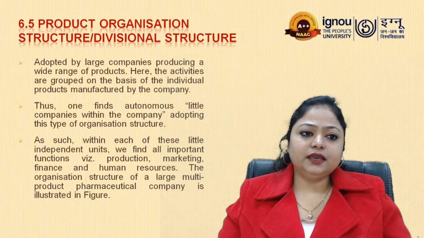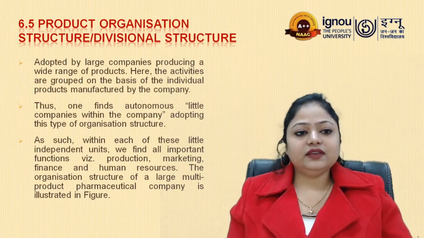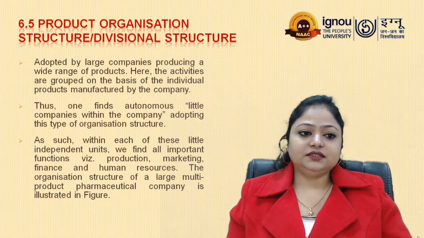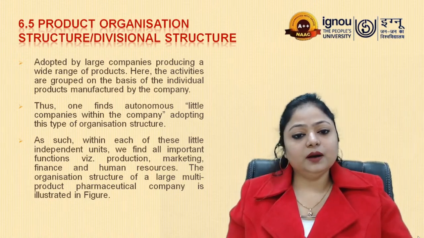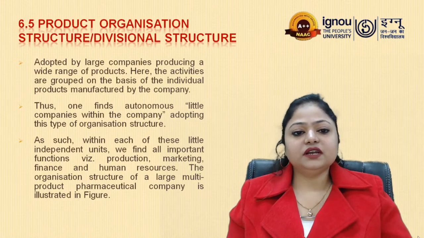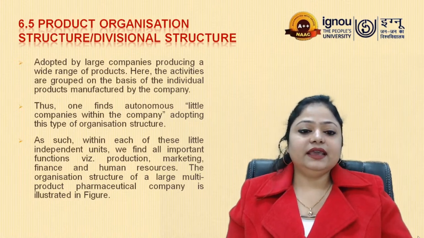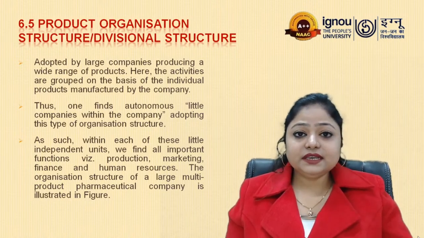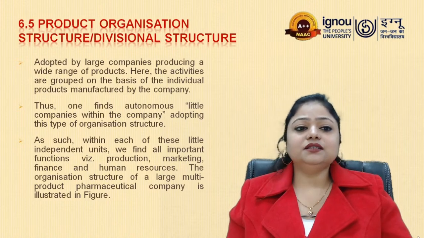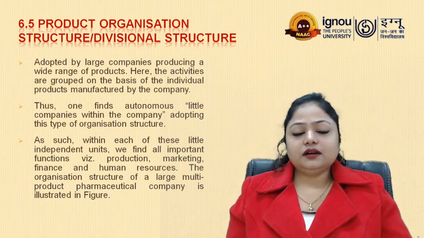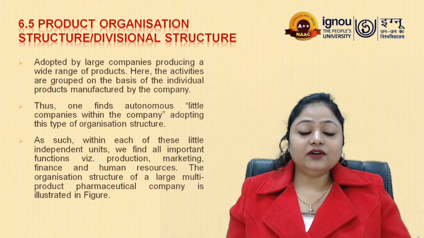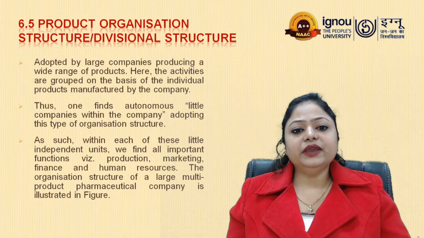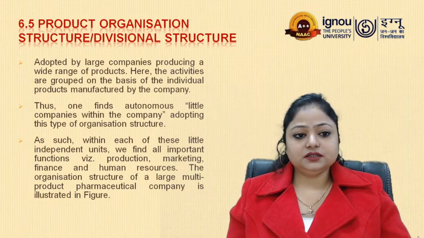Then the fifth type of organizational design we can see is the product organization, adopted by a large number of companies producing a wide range of products, like HUL, Coca-Cola, Pepsi, and Nestle. These are the brands which have a wide range of products. So here the activities are grouped on the basis of individual product.